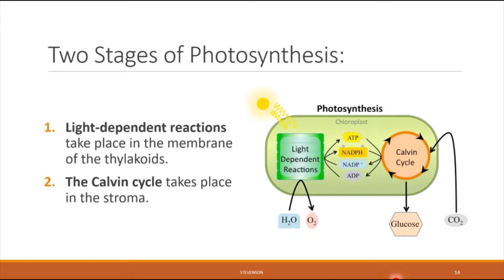The 2 stages of photosynthesis are the light-dependent reactions and the Calvin cycle. The light-dependent reactions take place in the membrane of the thylakoid discs, whereas the Calvin cycle takes place inside of the stroma of the chloroplast. So both stages take place inside the chloroplast, they just happen in different locations. We're going to walk through these stages one by one, starting with the light-dependent reactions and then moving on to the Calvin cycle. And as you can imagine, based upon their name, the light-dependent reactions depend upon light.